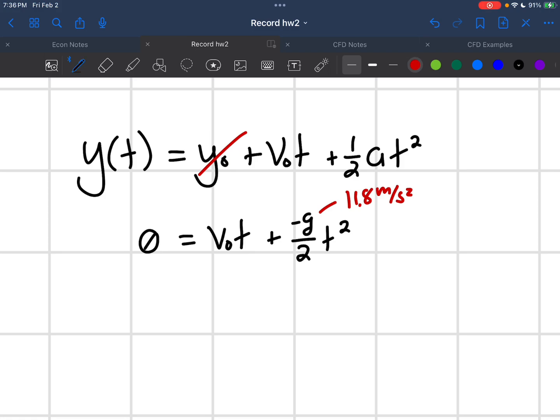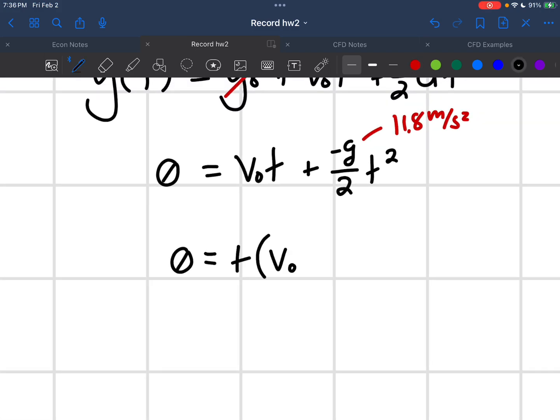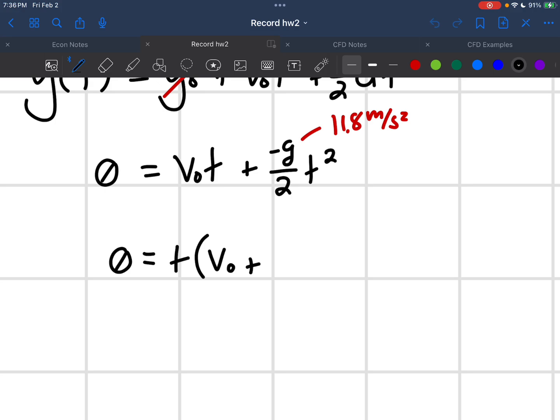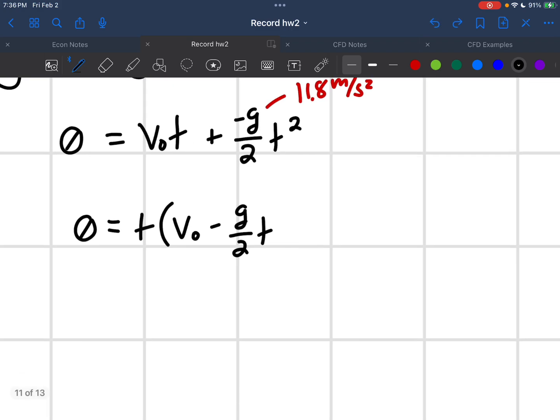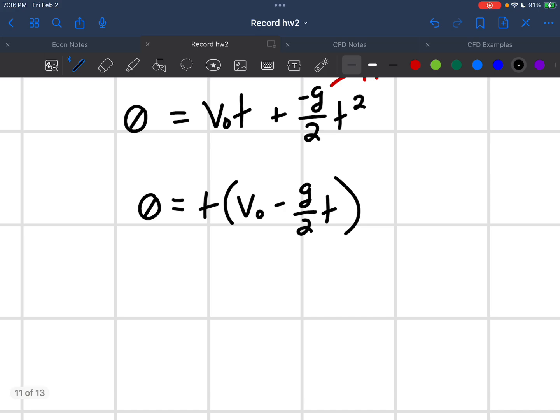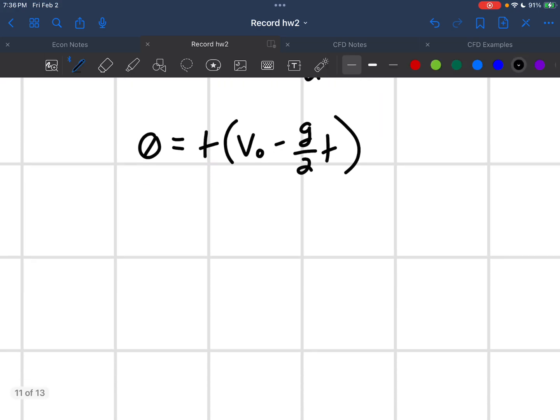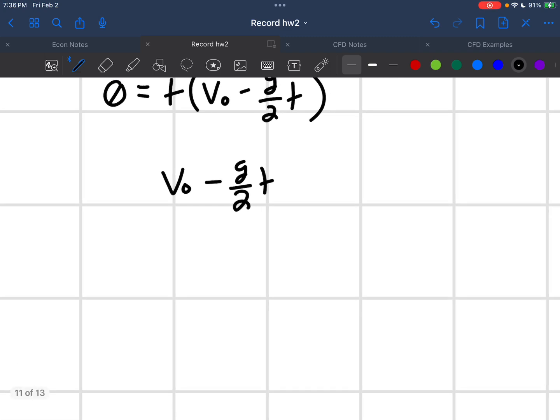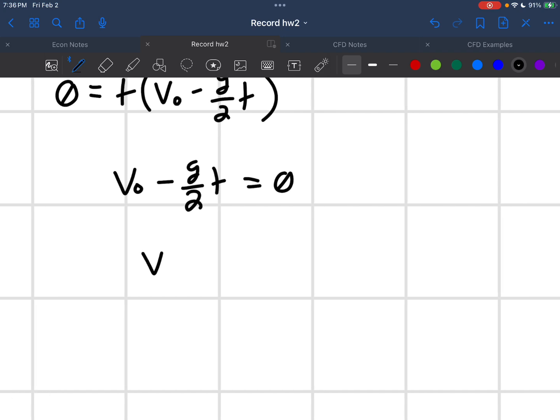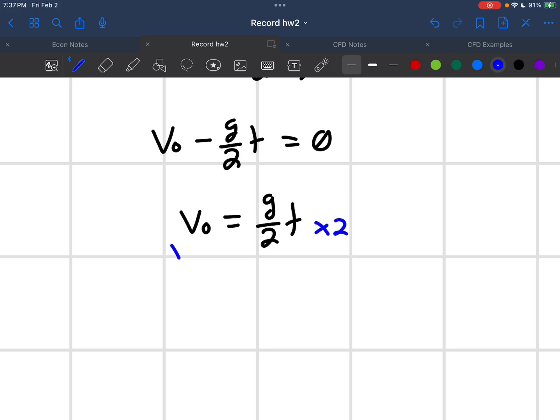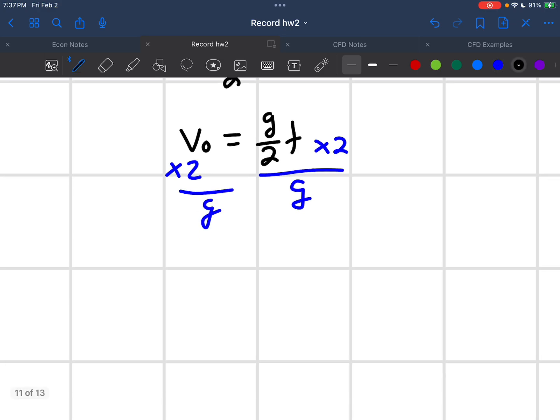So if I keep going and I solve for t, I can factor out t times v naught plus the minus g over 2 t. Again, we can see that t equals 0 is a solution, but that's not very interesting, so we're going to solve for our other one. g over 2 t equals v naught. I multiply both sides by 2 and divide both sides by g, which will give me that t equals 2 v naught over g.